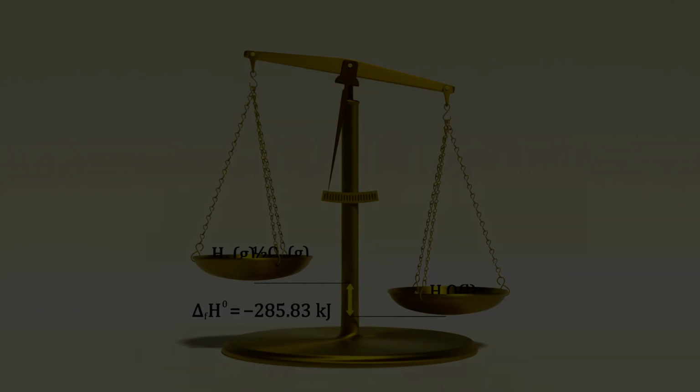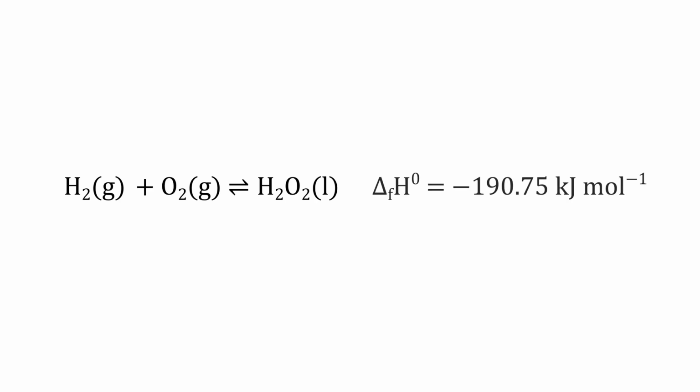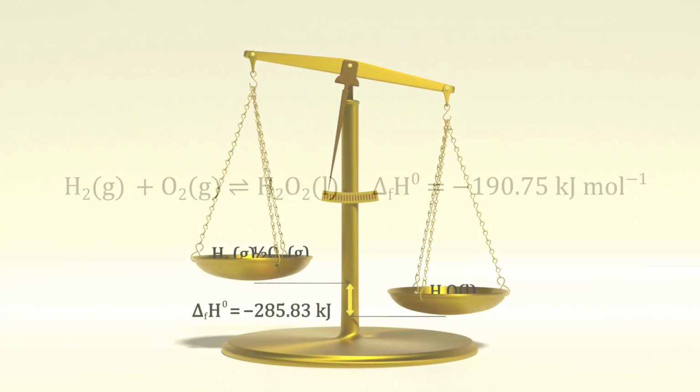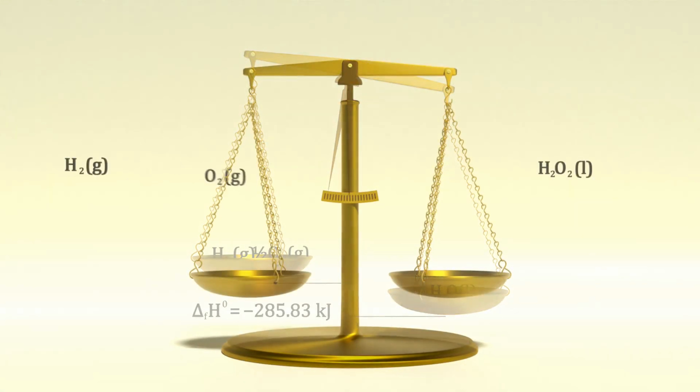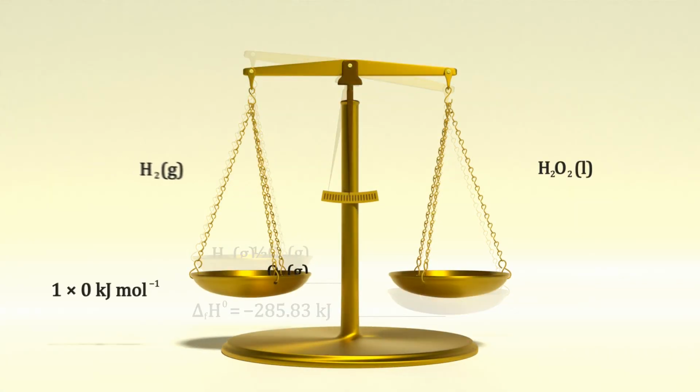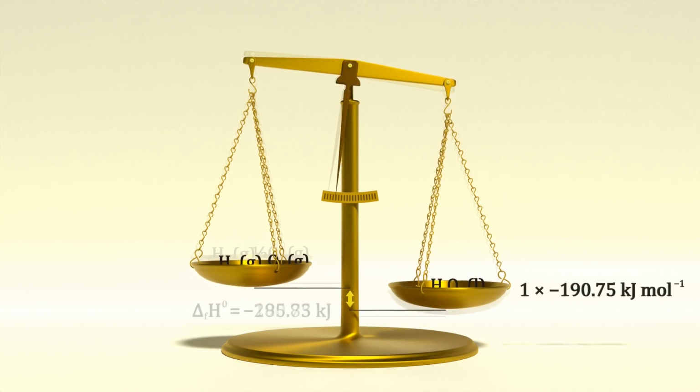vice versa. Hydrogen peroxide is another compound made of hydrogen and oxygen. The standard enthalpy of formation of hydrogen peroxide is -191 kilojoules per mole. It is less negative than the standard enthalpy of formation of water. Therefore, hydrogen peroxide is thermodynamically less stable compared to water.